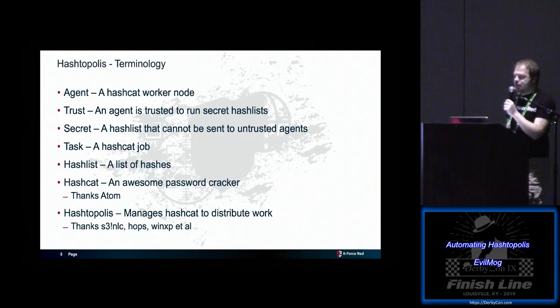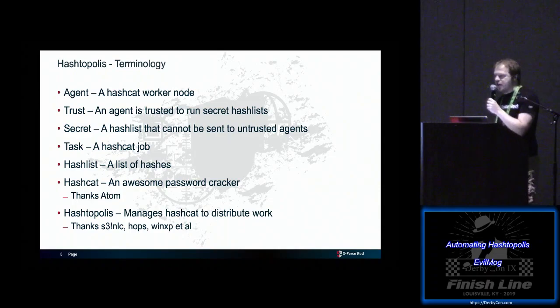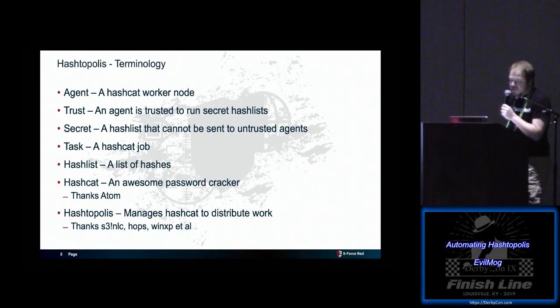So, some basic terminology. In Hashtopolis, an agent is a Hashcat worker node. Trusted is an agent that can run secret hash lists, when you check the box that says this hash list is secret. Secret is a hash list that can't be sent to untrusted agents. A task is a Hashcat job. A hash list is a list of hashes. Hashcat's an awesome password cracker. Thanks, Adam. That guy's awesome. And Hashtopolis manages Hashcat to distribute work, with a special thanks to S3, Hops, WinXP, and the rest of the Backstreet Boys.